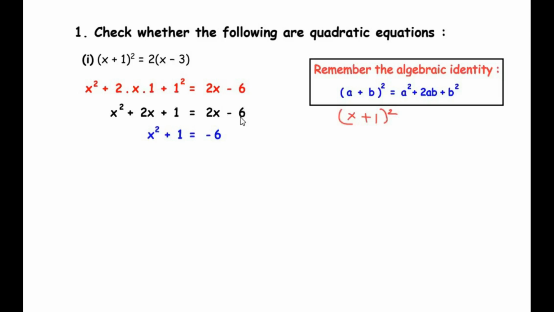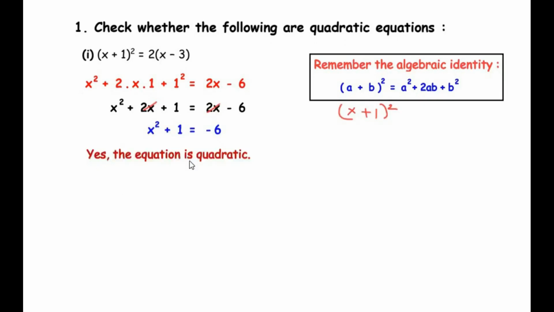2x minus 6. Now here plus 2x and plus 2x can be cancelled from both the sides of the equal to sign, that is they will get subtracted. So we are left with x square plus 1 is equal to negative 6. Now you do not have to solve it further. You can see that the highest power of x is 2 over here. So this given equation is going to be a quadratic equation. So here we have to write, yes, the equation is quadratic.